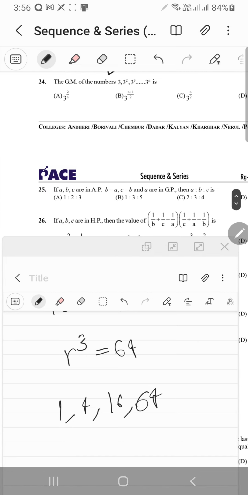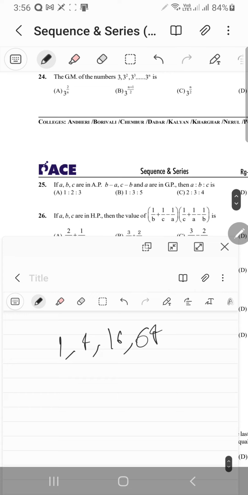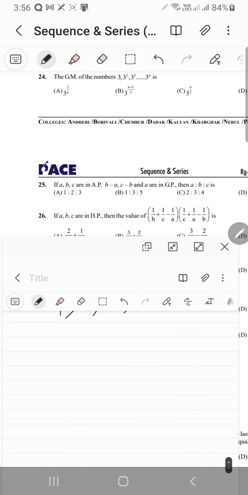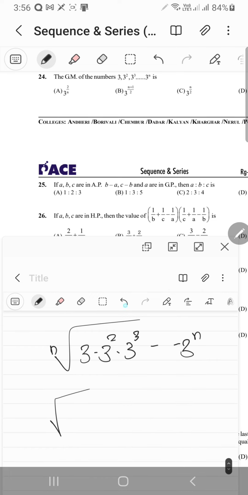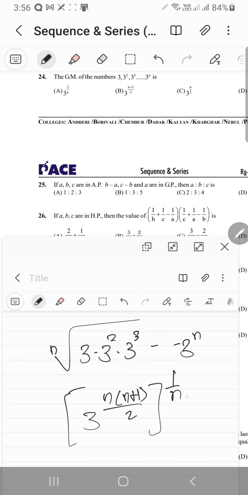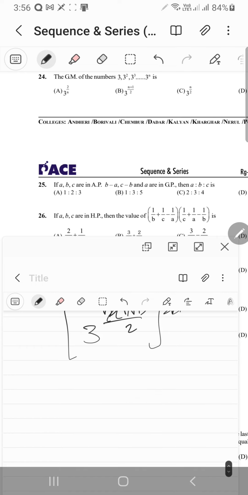Next, the GM of the numbers 3, 3 squared, 3 cube, and so on, n of these. It is the nth root of 3 into 3 squared into 3 cube all the way till 3 power n. That is 3 to the power of 1 plus 2 plus 3 all the way to n, which is n into n plus 1 upon 2, all of that to the power of 1 upon n. So this cancels, and we get 3 power n plus 1 upon 2.